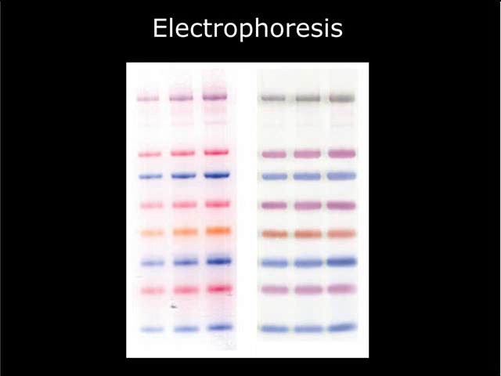Electrophoresis, sometimes called column chromatography, is similar to thin layer chromatography, but the substance is separated through a gel by electrical current. Due to different size and charge, substances will move across the plate at different speeds.